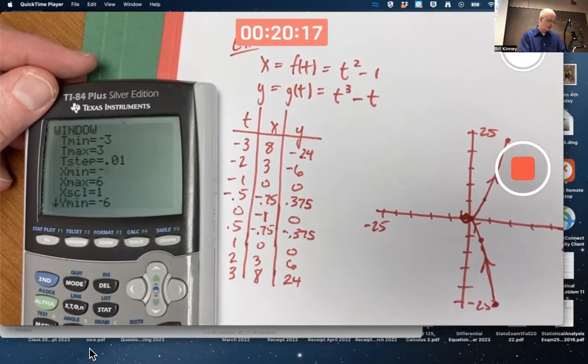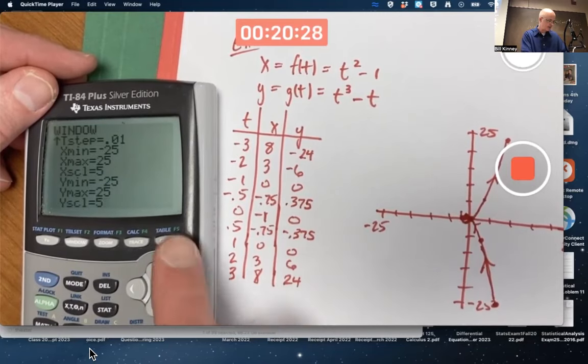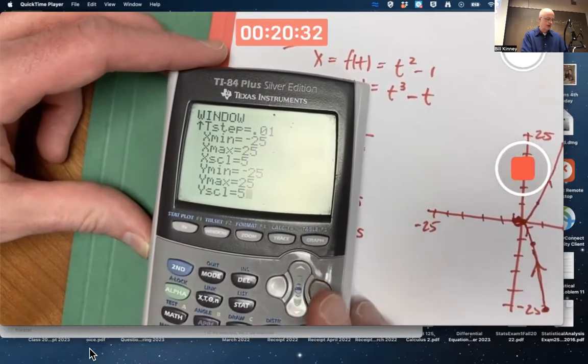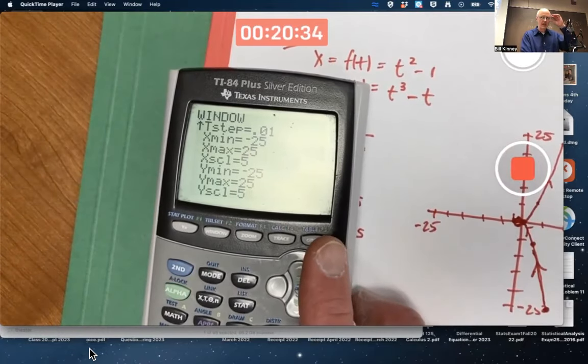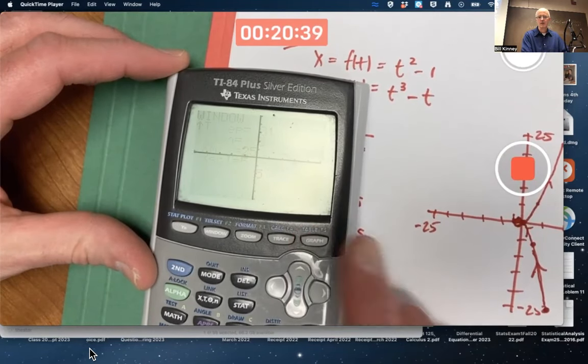I will do -25 to 25 here as well for both x and y. Make my tick marks 5 units apart. Graph it, we will see the curve. Now, just watch. I'm about to graph it. Watch the speed change. Ready? 1, 2, 3, go.